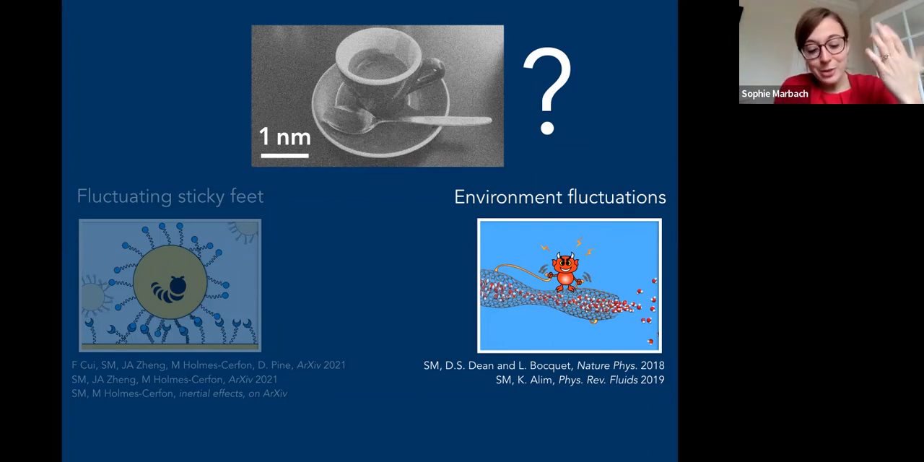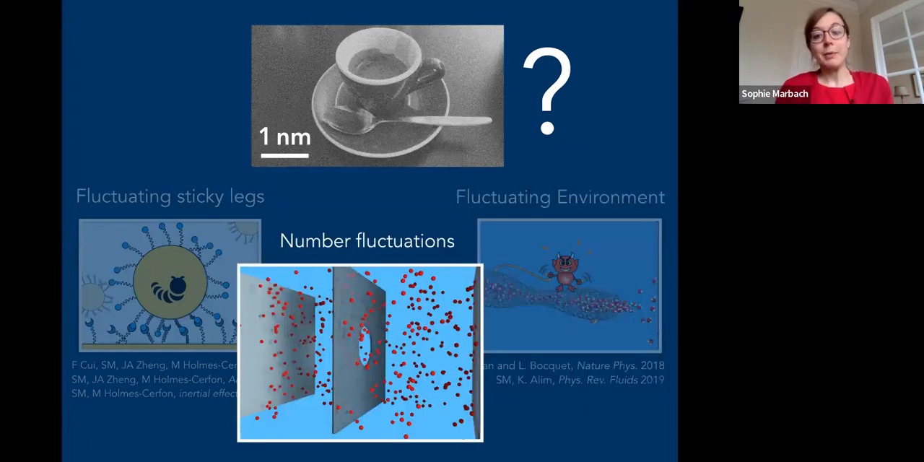And now the final thing is, if you look at very small confinements, there are only a few molecules in your confined area at a time. Hence you get fluctuations of the number of particles that affect transport within the pore as well. So I'll be focusing on this today.